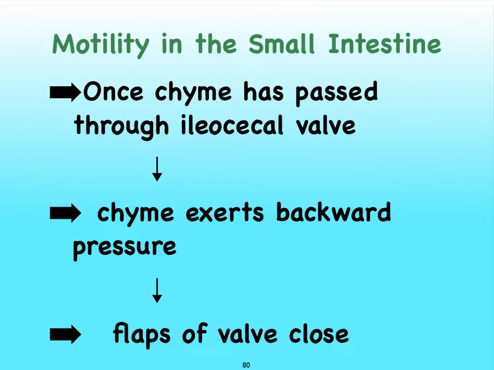Speaking of this ileocecal valve, once again, only so much chyme is going to be able to pass from the ileum into the large intestine. Kind of something similar we saw between the stomach and the duodenum. Eventually that pyloric sphincter is going to have to close. We're seeing different reasons for why the ileocecal valve needs to close here, but essentially as the chyme starts to enter into the large intestine, it's going to build up pressure that works backwards against the ileocecal valve such that it's going to force the valve to close.